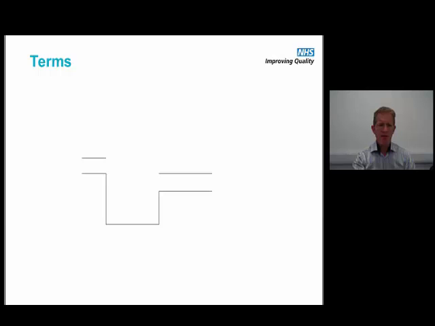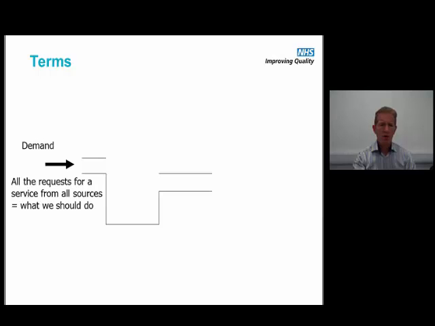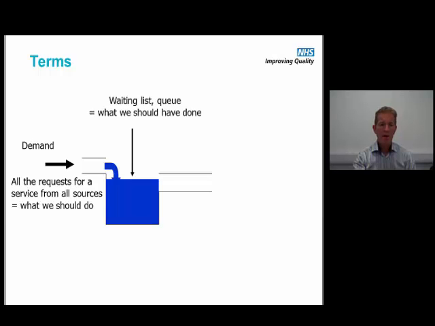So let's look at some of the basic terms involved. And I think it's often easier to think of this in terms of rivers and lakes. Into our system flows the river of demand. And the demand is essentially all the requests for a service from all sources. It's what we should be doing. This demand flows into a lake. This lake becomes our waiting list, our queue. And our waiting list is what we should have done. And often the water stays in there a very long time.